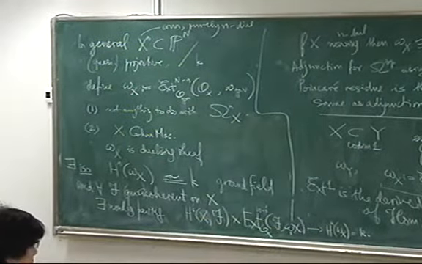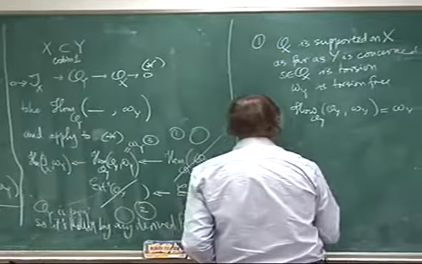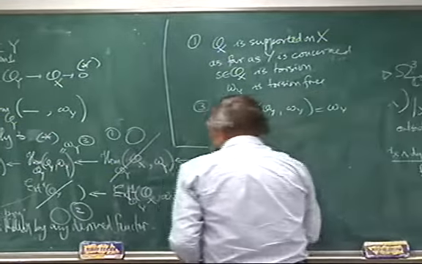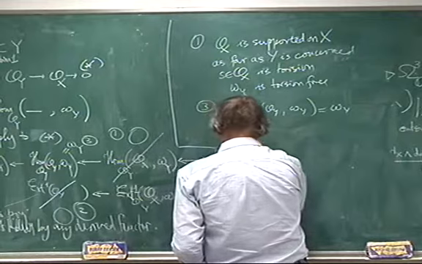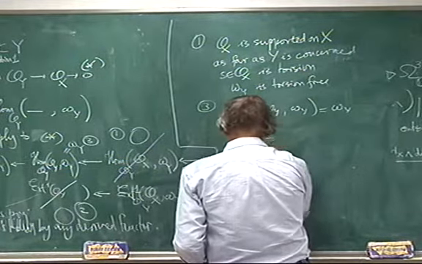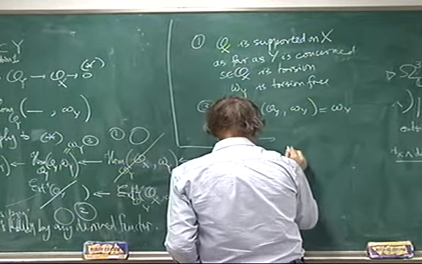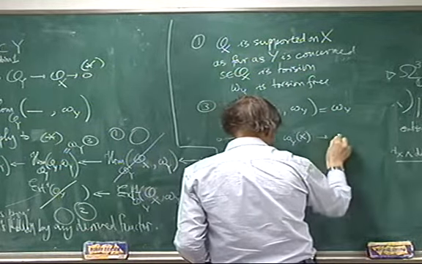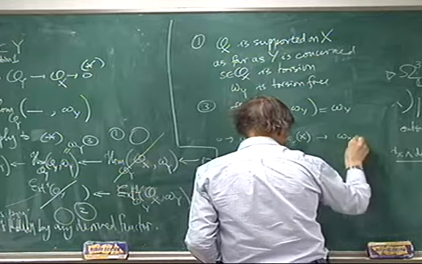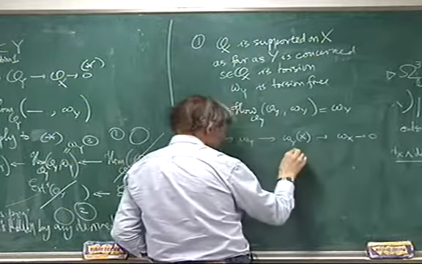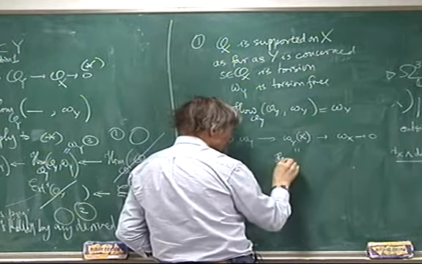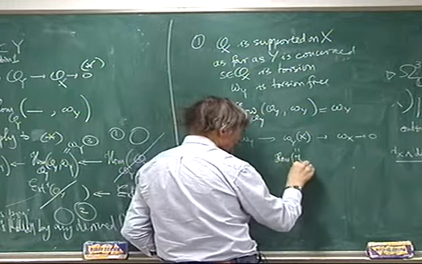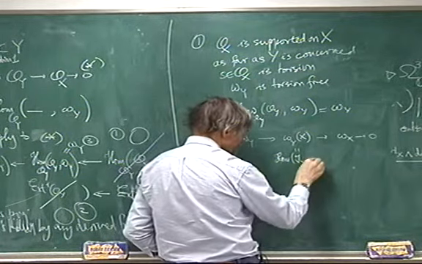Right? And so what does this say? Here's omega Y. It's mapping into this group here, which I can write as omega Y of X if I want to. It goes to omega X. So this here is Hom of I_X into omega Y.